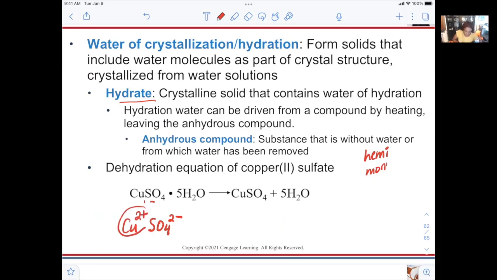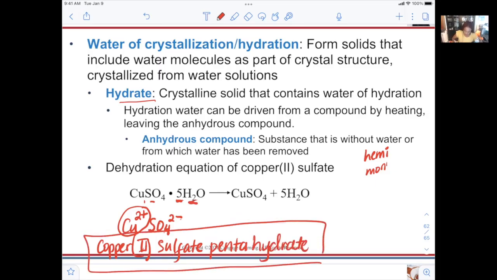So you name this as copper 2, and then SO4 2 minus. This is going to be sulfate. That's the name of the anion. And then we have 5 waters, penta. And then for the water, you use the term hydrate. And that's essentially how you will name this compound: copper 2 sulfate pentahydrate. So this is copper 2 sulfate with 5 waters, okay?